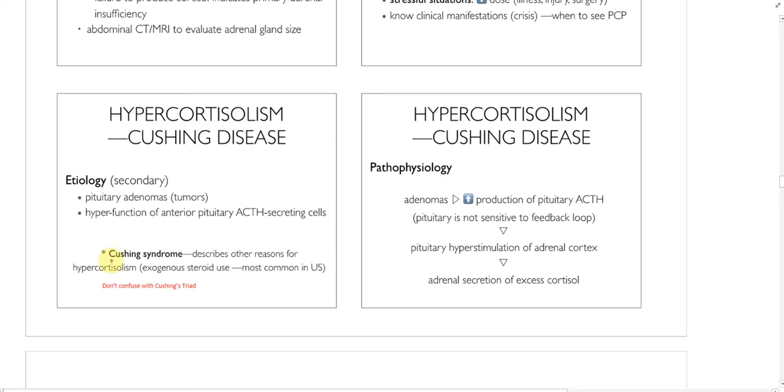Cushing's syndrome is going to be some other reason for hypercortisolism that doesn't have to do with a pituitary adenoma. So maybe there was a bunch of steroid use, like in bodybuilders. Or maybe they have, normally you would think the other way around, taking too much actual medical steroids.